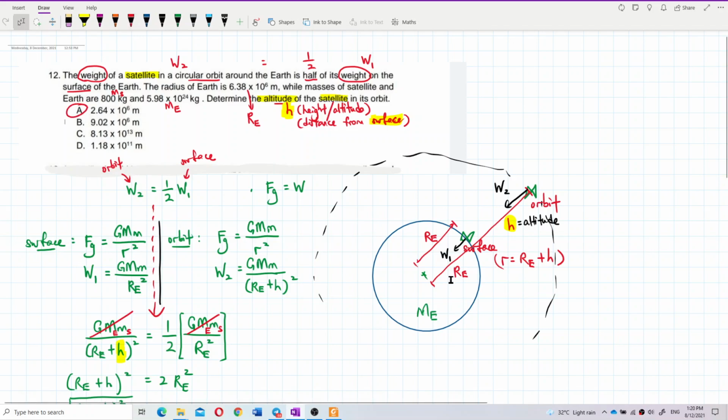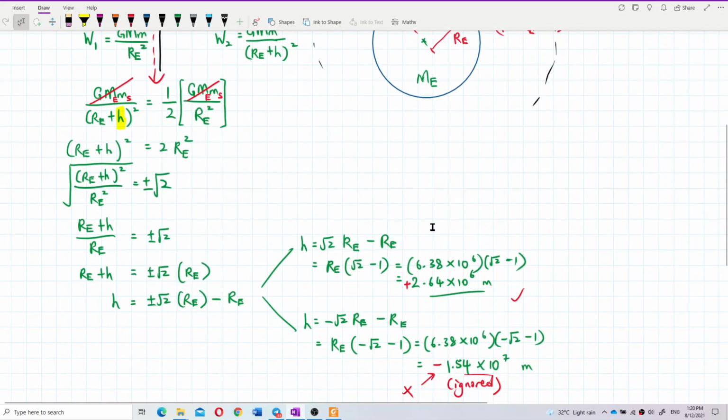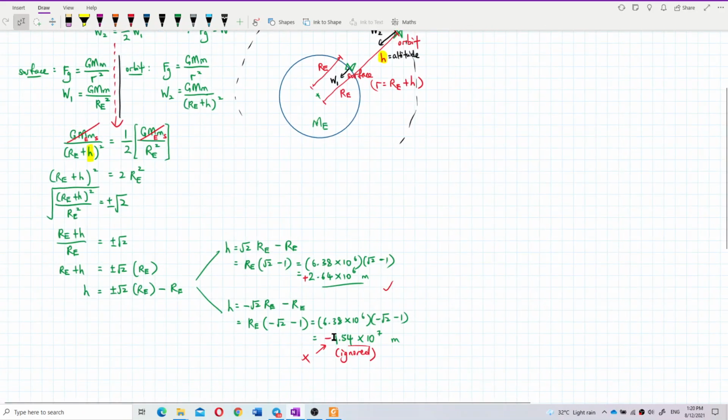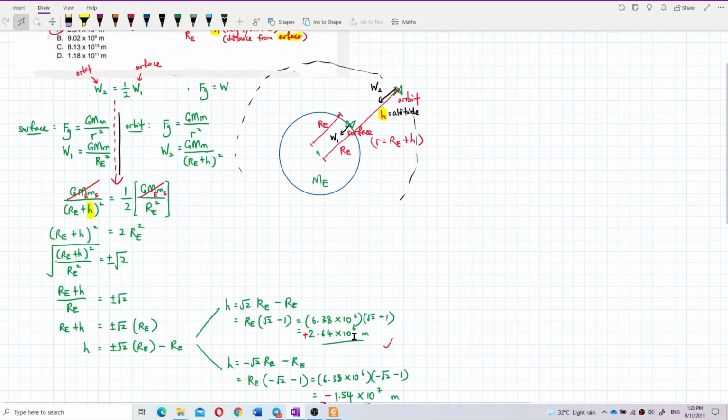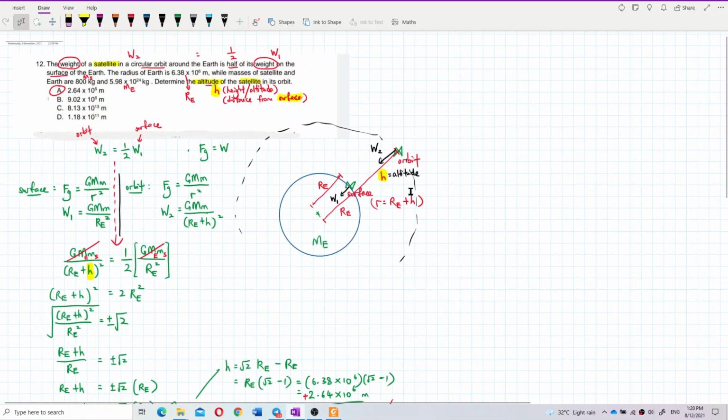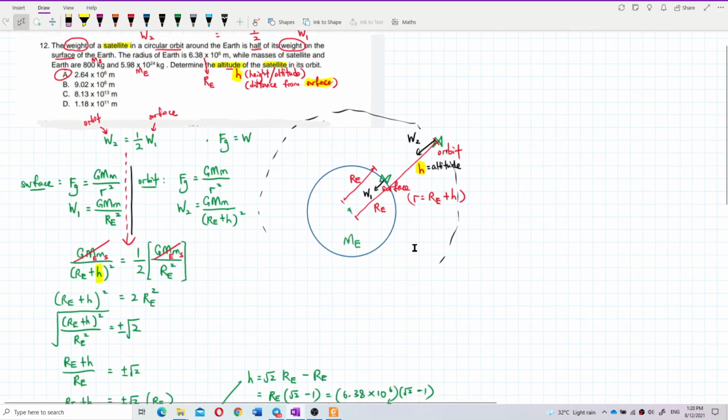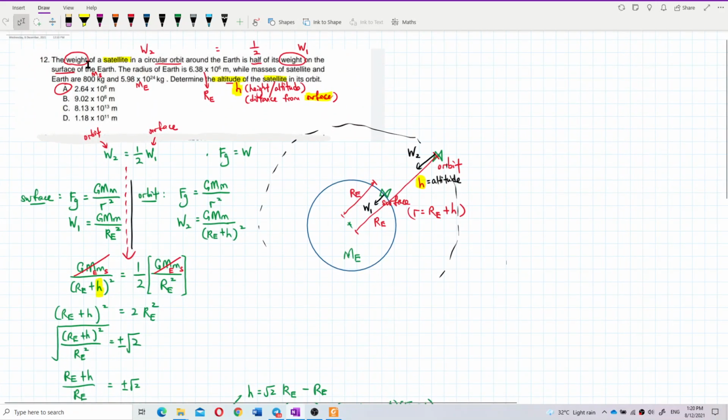Okay? Understand? I hope you understand. So cannot have negative value, can have positive value. So the negative one can be ignored. So the answer is positive 2.64 exponent 6. That's correct. Okay, so that's all for these questions. It's about the weight. Weight is about the gravitational force. That's all you have to remember. The weight is the gravitational force.